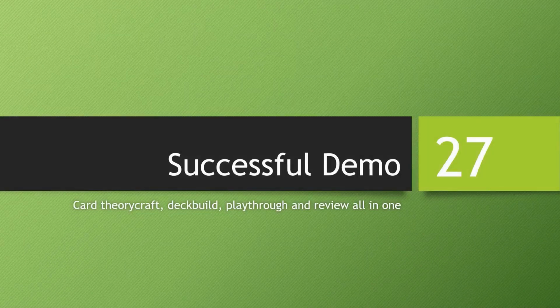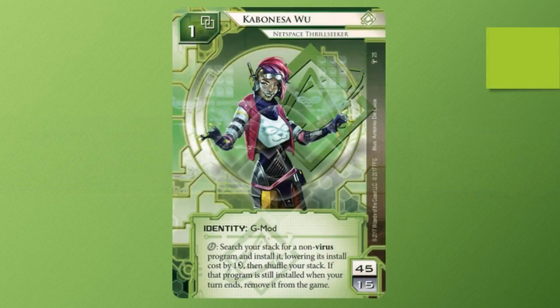Welcome to episode 27 of Successful Demo, niche episode where we analyze the theoretical and practical aspects of newly released cards. Today we'll be looking at Kabonesa Wu, the new shaper identity from this cycle.